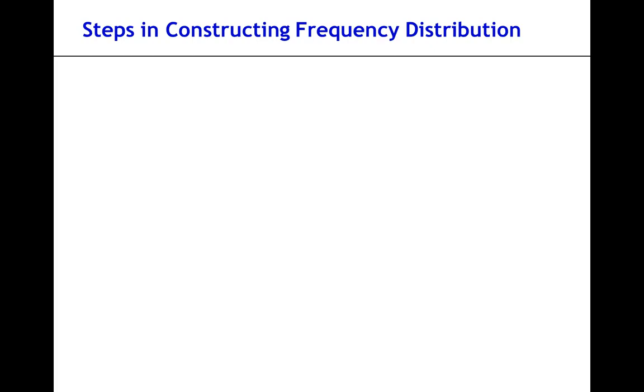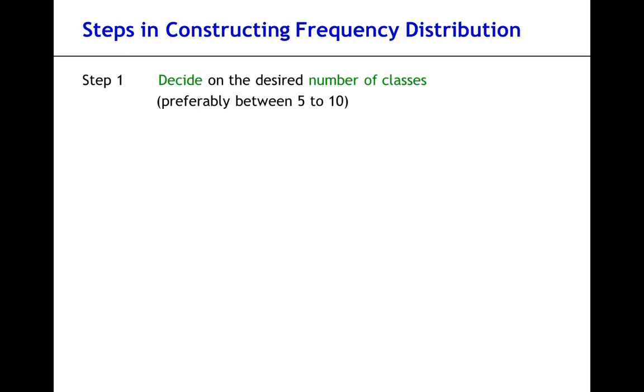For continuous data, there are some additional steps involved when constructing the frequency distribution, since we need to group the data into classes. Step 1. We need to decide on the desired number of classes. Ideally, the number of classes should be between 5 to 10 so as to make meaningful comparison.